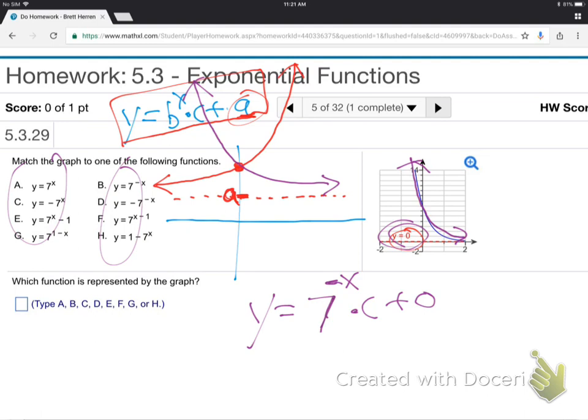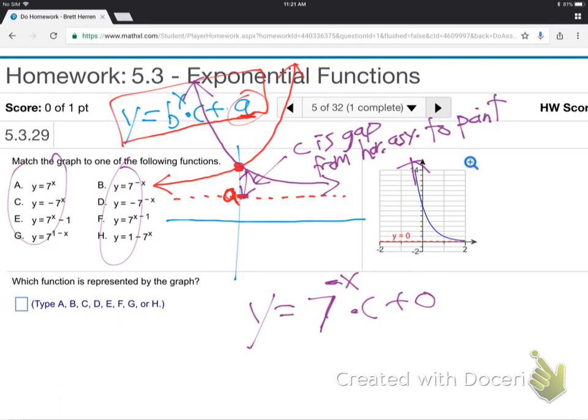Okay. What's the c? Do we have any idea what the c is for our graph? Well, c is usually 1. What c is, let me give you, right here. C is the gap from the horizontal asymptote to the point right there.